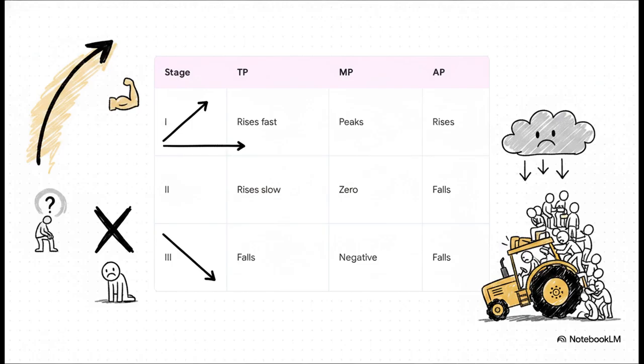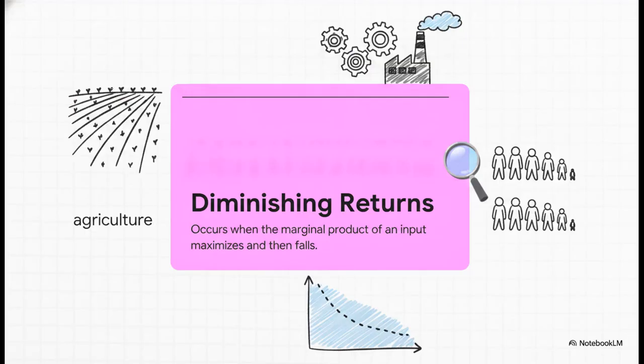Finally, the dreaded Stage 3. Total product actually falls because your marginal product becomes negative. You've hired so many workers for that one single tractor that they are literally just getting in each other's way. This phenomenon is known as the law of diminishing marginal returns. It operates beyond a point where marginal physical product maximizes, assuming your technology is unchanged and your variable units are homogeneous. Keep in mind, this specific law is a universal special case of our previous law of variable proportions. It applies to absolutely everything, from agriculture all the way up to modern industry.